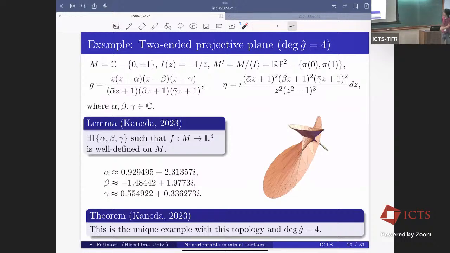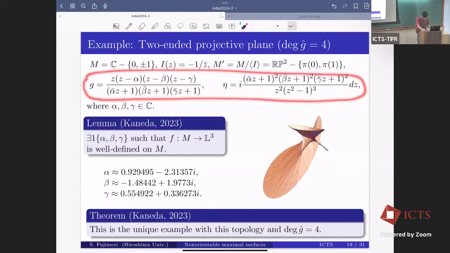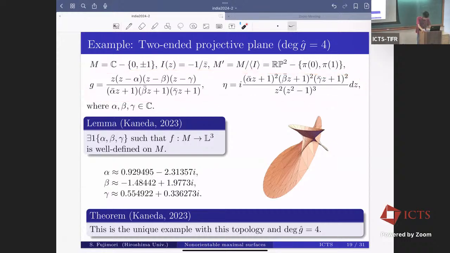And also, in this case, the degree is 4. We can construct a 2-ended projective plane. So we can have one more puncture from the Möbius strip. In this case, the double cover is the Riemann sphere minus 4 points. And in this case, we have many cases. But finally, we have this Weierstrass representation, Weierstrass data.